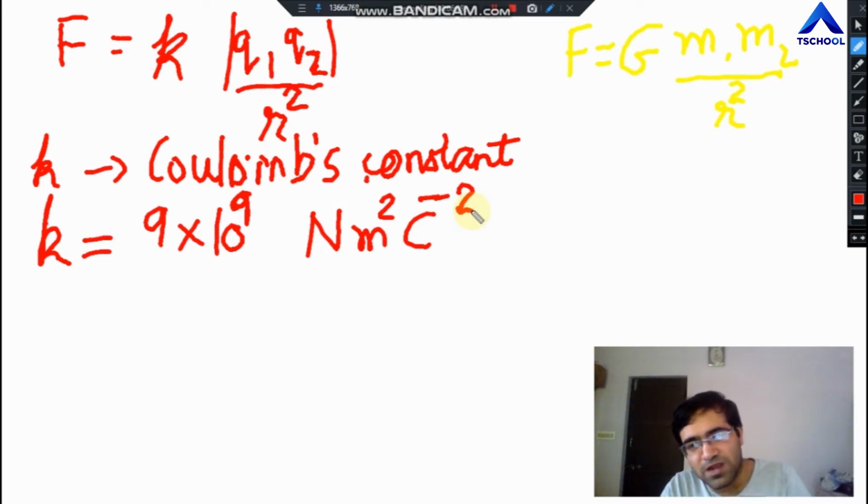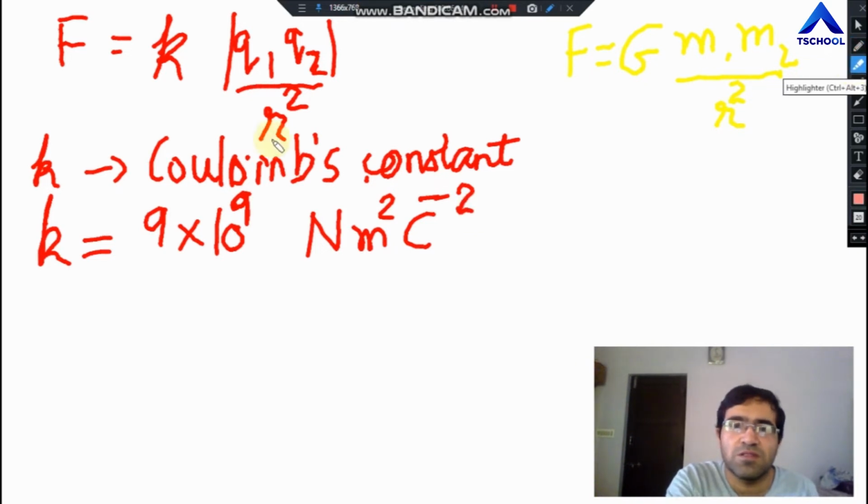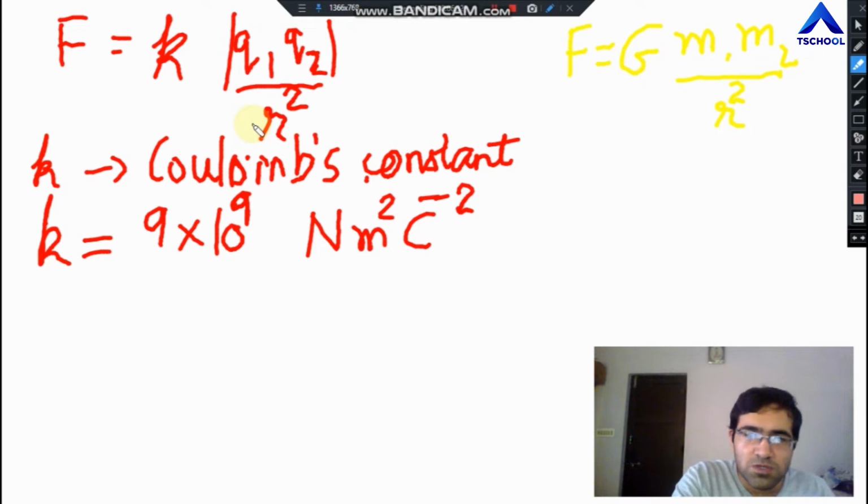So the force acting between these 2 point charges is directly proportional to the magnitude of the product of the charges, and inversely proportional to the square of the distance between them, as you can see over here, right? It is inversely proportional to the square of the distance between the 2 point charges. So that's about the Coulomb's law.